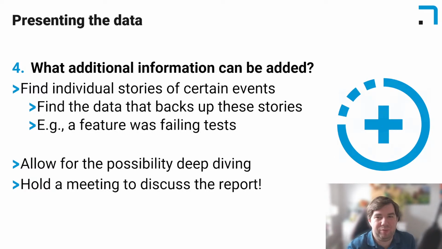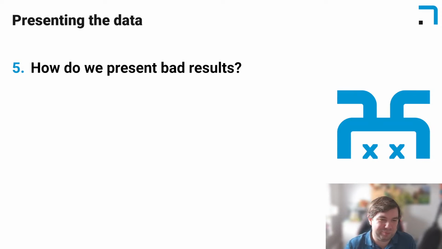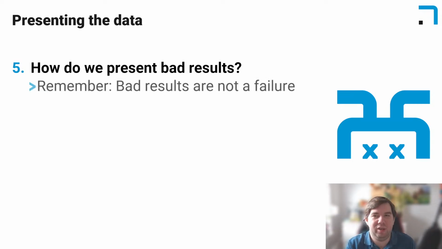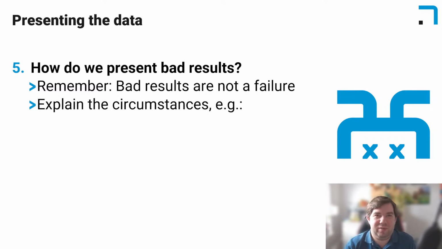And finally, importantly, how do we present bad results? Because bad results feel bad. If we get bad results, then it means that we've done wrong, right? Well, no, because remember, bad results aren't a failure in and of themselves. They can come from failures, but they themselves are not a failure. Bad results happen, and as testers, as professionals, we need to accept that, and we need to know how to deal with it. To which I'd say the simplest way to deal with it is just explain the circumstances.